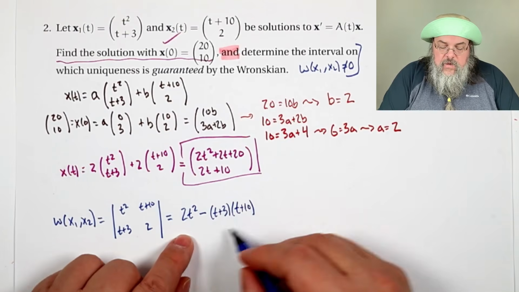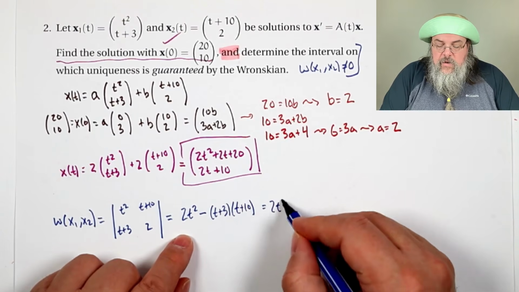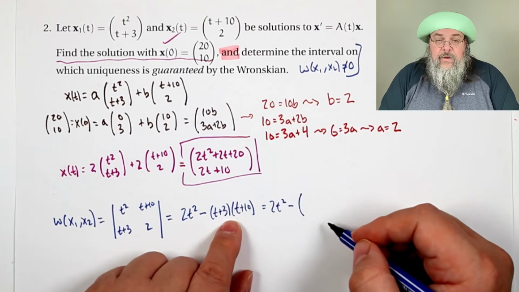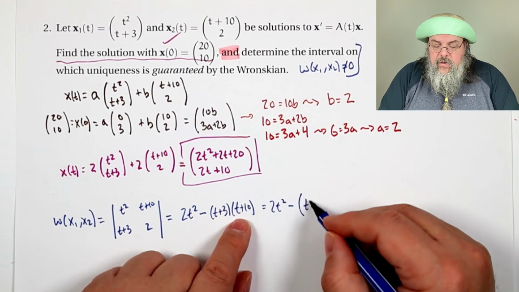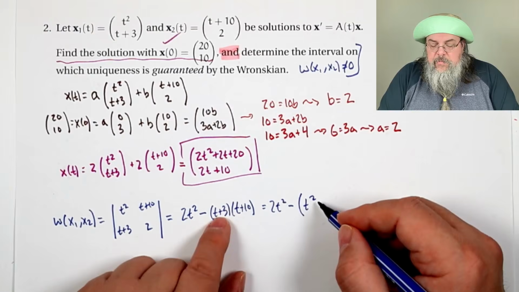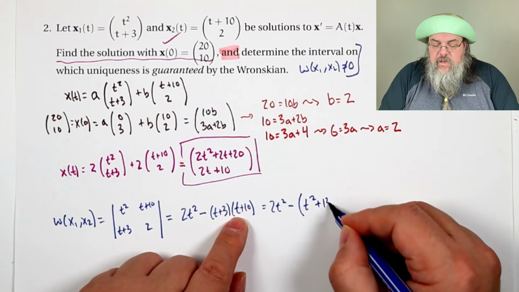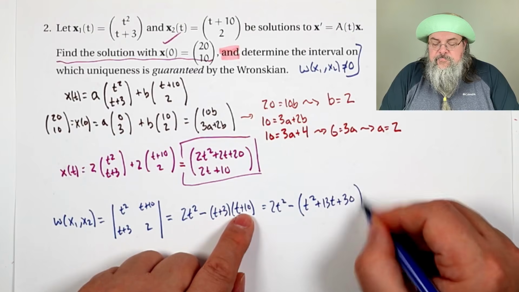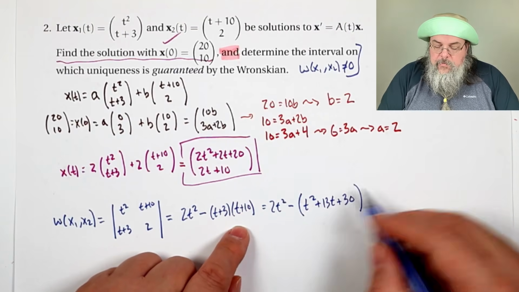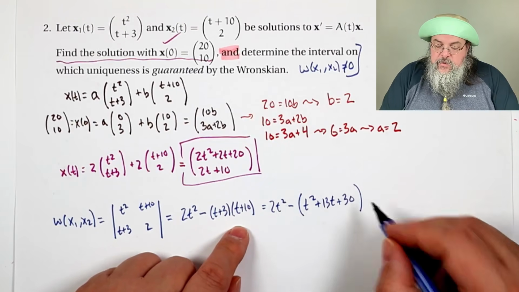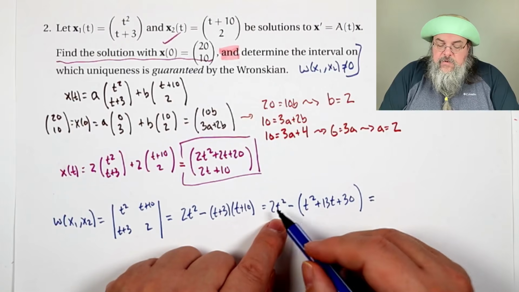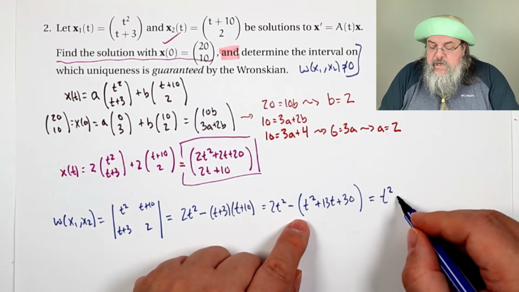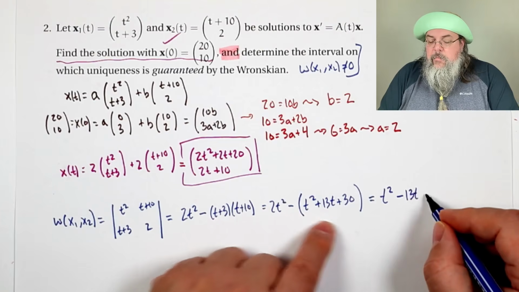Well, all right, that's 2t squared minus, and let's go ahead and distribute out. We'll have our t squared, our plus 10t, our plus 3t, that's a plus 13t, and then a plus 30. Well, if we now distribute that minus through and combine, we have 2t squared, subtract t squared makes a t squared minus 13t minus 30.